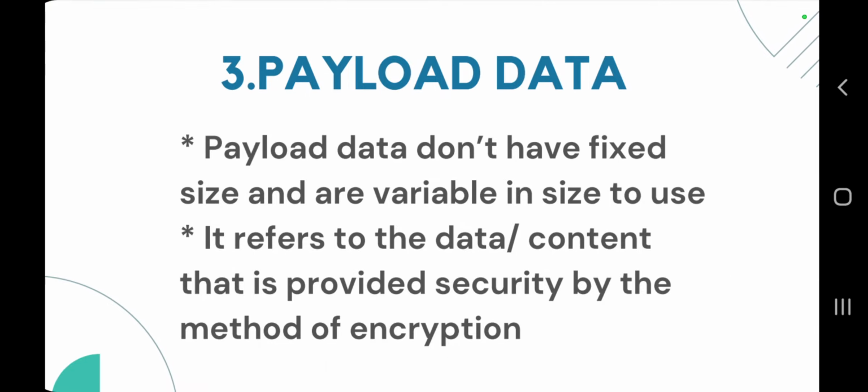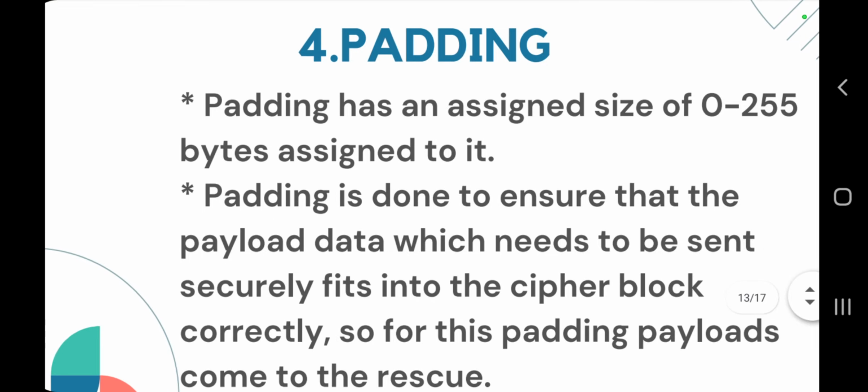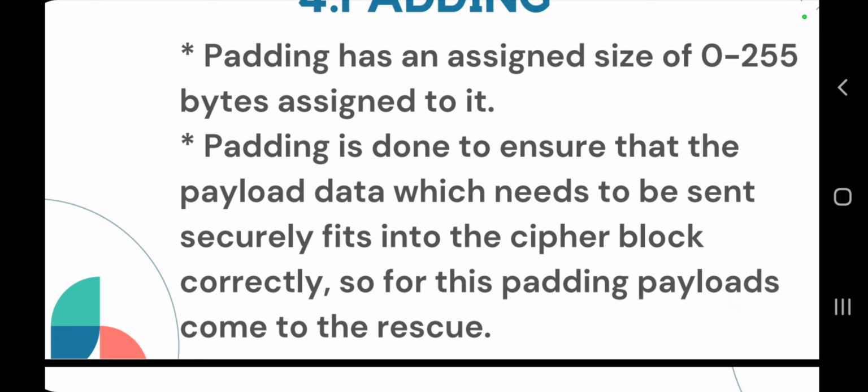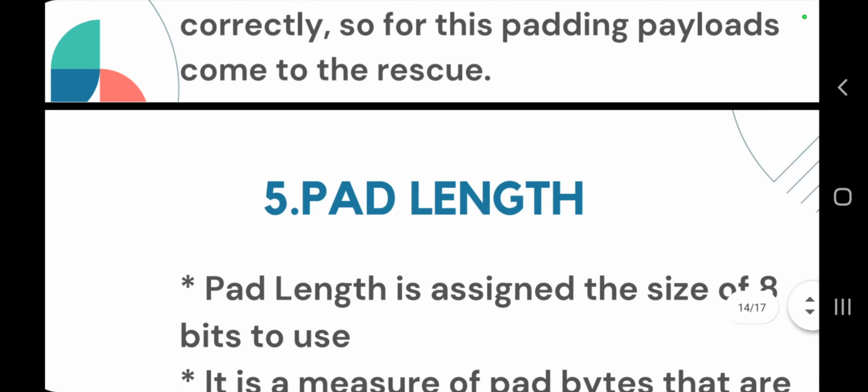The third one is payload data. Payload data doesn't have a fixed size and is variable in size. It refers to the data content that is provided security by the method of encryption. The fourth one is padding. Padding has an assigned size of 0 to 255 bytes. Padding is done to ensure that the payload data which needs to be sent securely fits into the cipher block correctly. So for this, padding comes to the rescue.